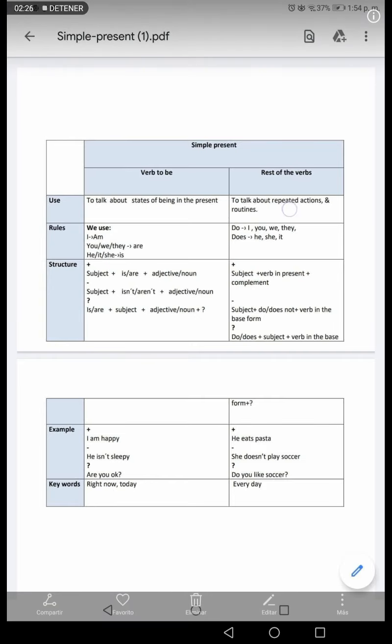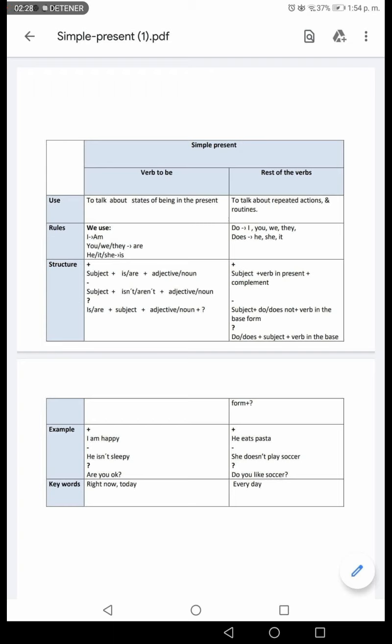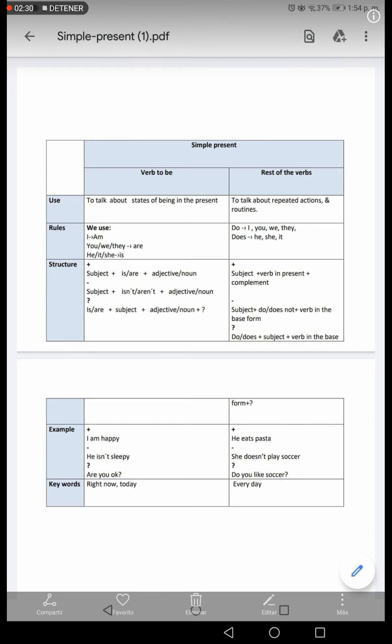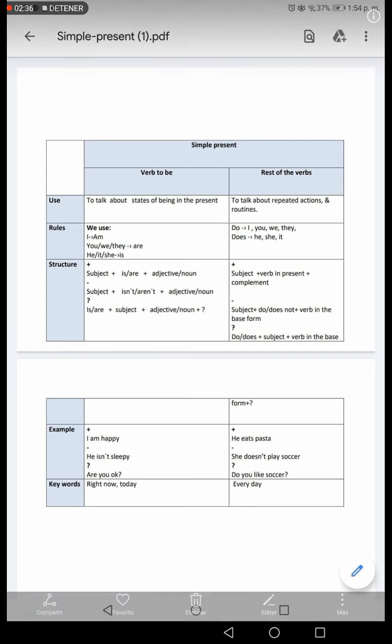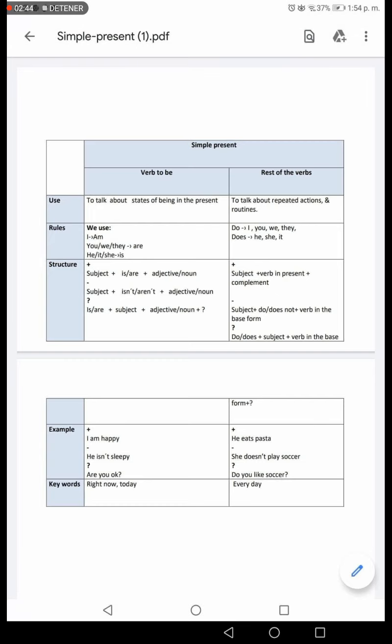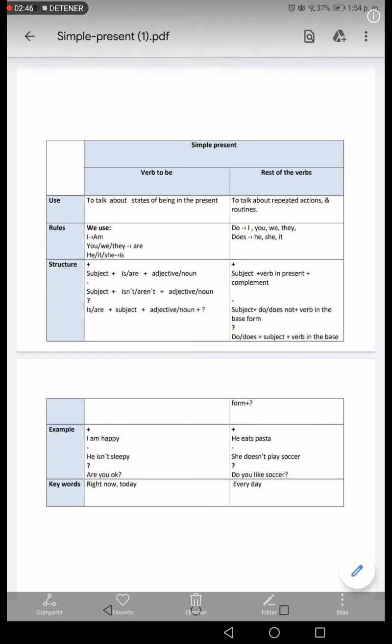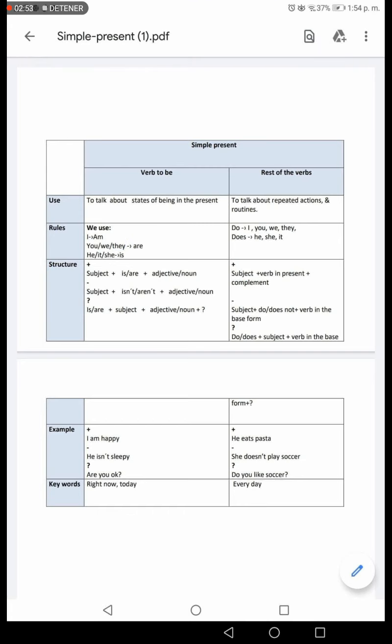Rest of the verbs: to talk about repeated actions and routines. So we use the simple present with the rest of the verbs to talk about repeated actions. Entonces, cuando queremos hablar de situaciones que repetimos cotidianamente, utilizamos el presente simple con el resto de los verbos. Then we have special rules. We have an auxiliary verb for the rest of the verbs. Tenemos un verbo auxiliar para el resto de los verbos, no como con el verbo to be. Aquí no hay verbo auxiliar.